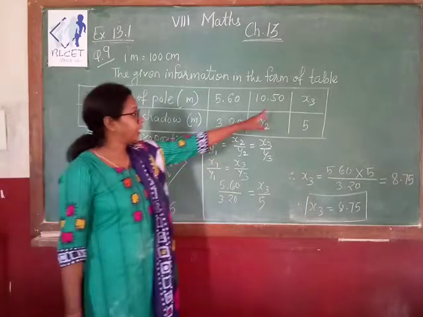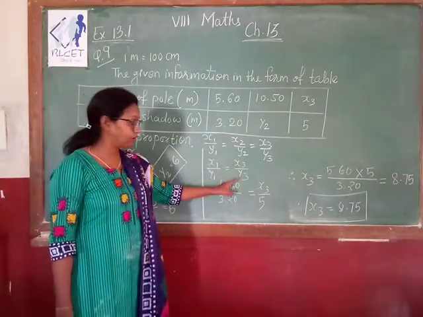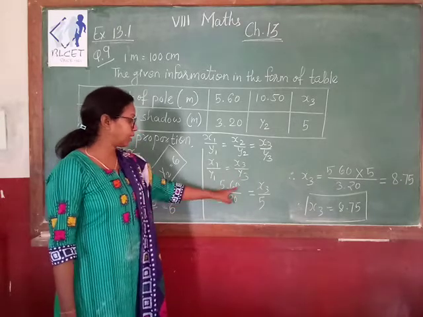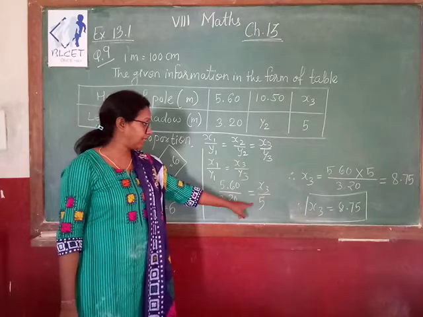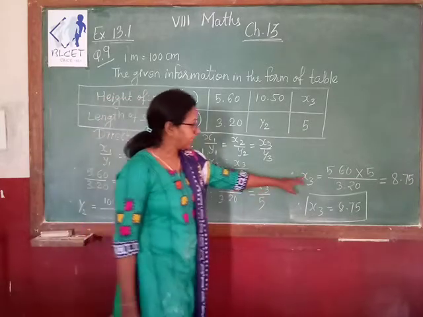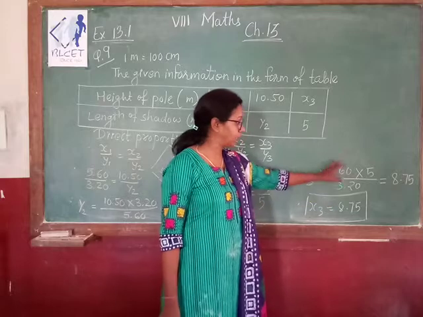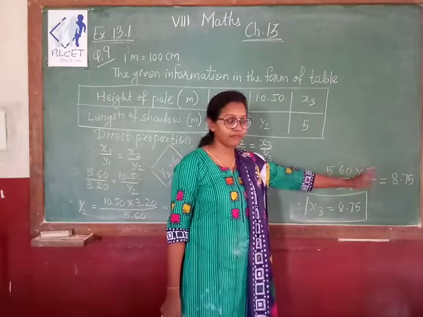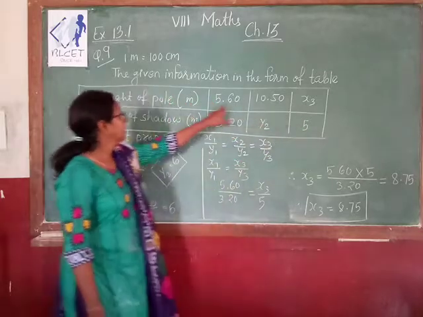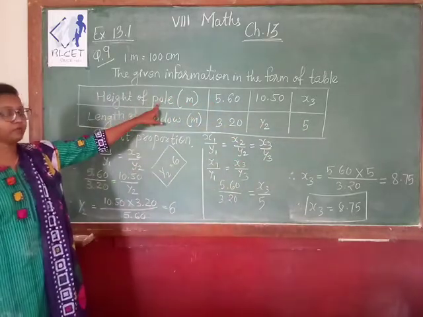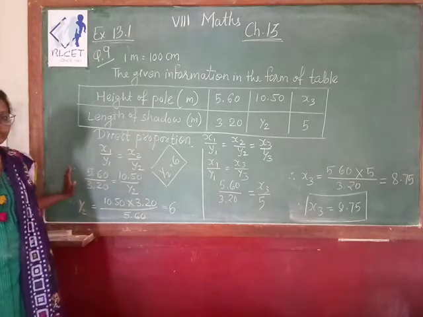Now we want to find the value of x3. For this, x1 upon y1 is equal to x3 upon y3. Substituting the values, 5.60 divided by 3.20 is equal to x3 divided by 5. Therefore x3 is equal to 5.60 into 5 divided by 3.20. When you solve this, you get the answer 8.75. So x3 is equal to 8.75, which is the height of the pole for which the shadow is 5 meters long. This way we can solve question number 9.